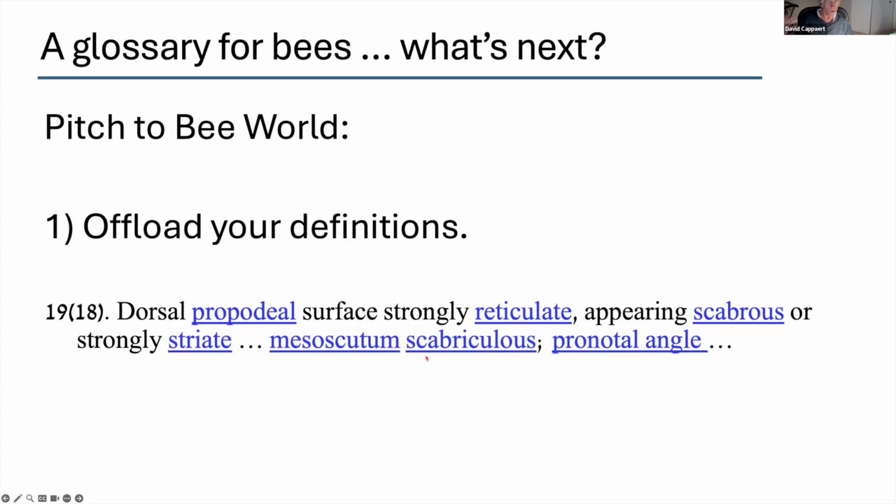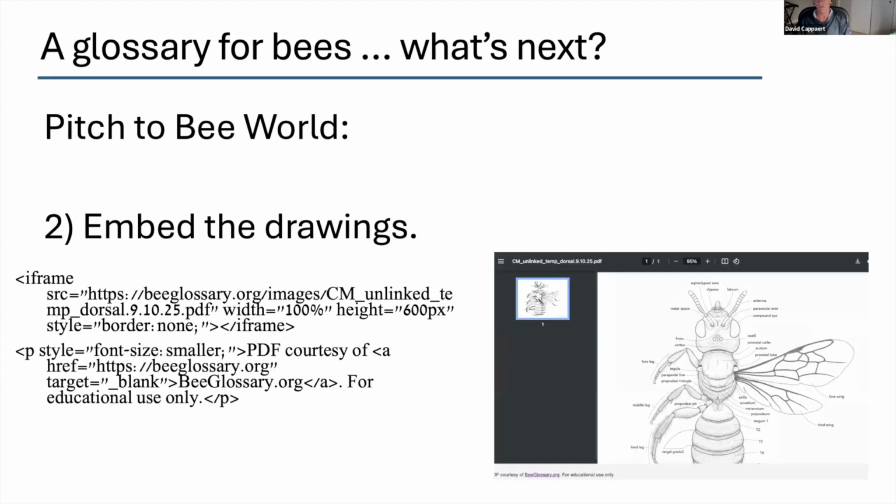So my hope going forward would be that anywhere on the internet, when people are trying to describe bees or writing keys, if they don't want to spend half a page describing what a pronodal angle is, they can just link to the glossary. And maybe even tell me, "I want to link to the glossary, but could you please adjust your text a little bit so it works better for what I'm trying to communicate?" That would be great. So that's one thing I want to do.